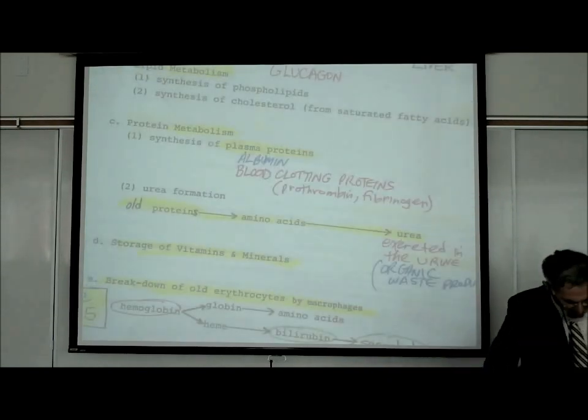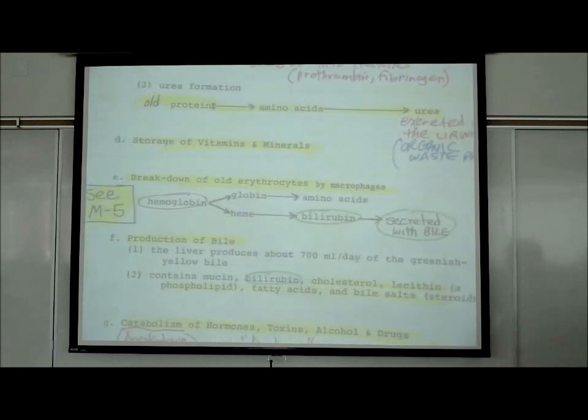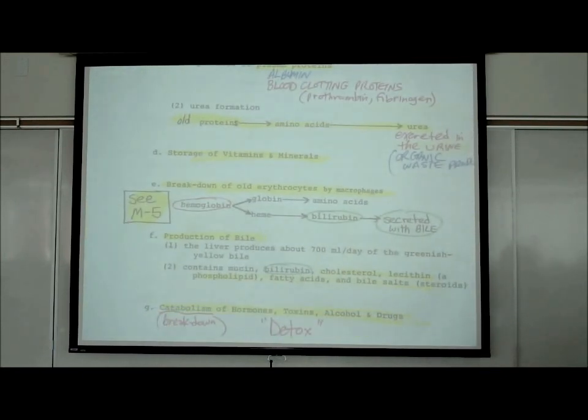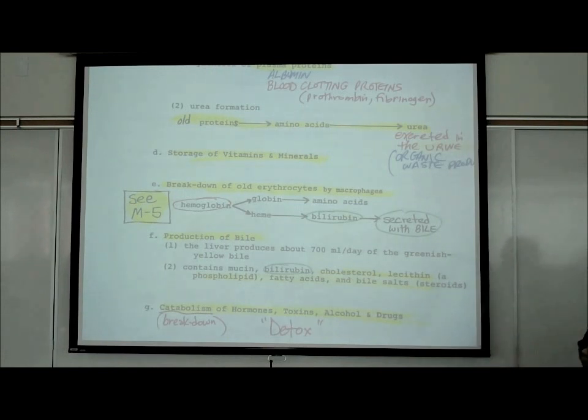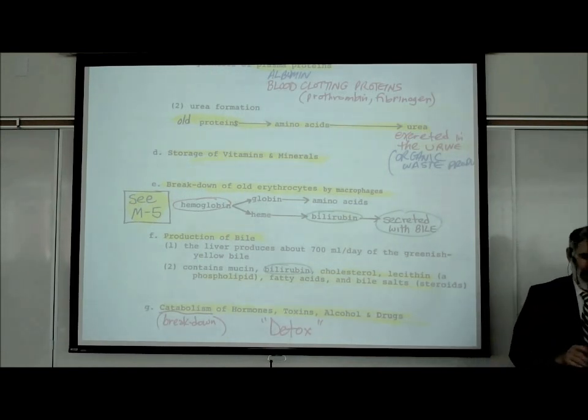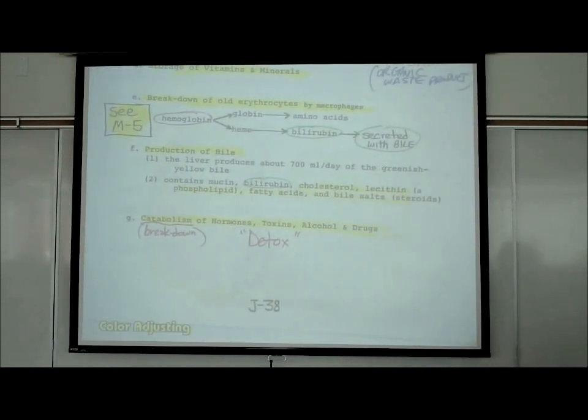Right? So back on J38, here's how I summarized what I've just said. The hemoglobin is split apart in your liver into heme and globin. The globin is broken apart into amino acids. The heme is turned into bilirubin and secreted with the bile. And that takes us to a sixth function of our liver, letter F, the production of bile.